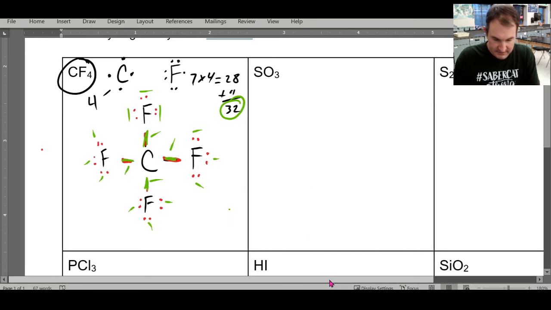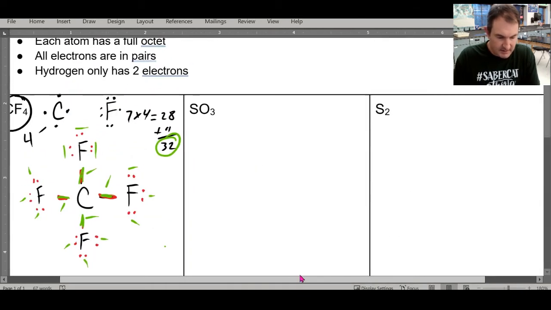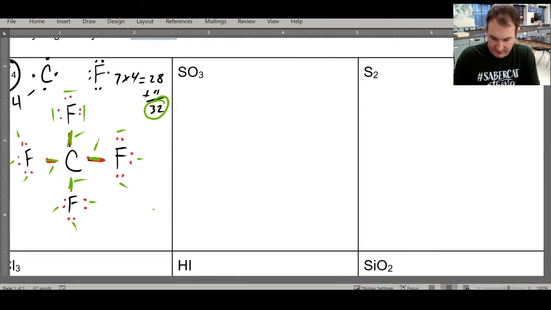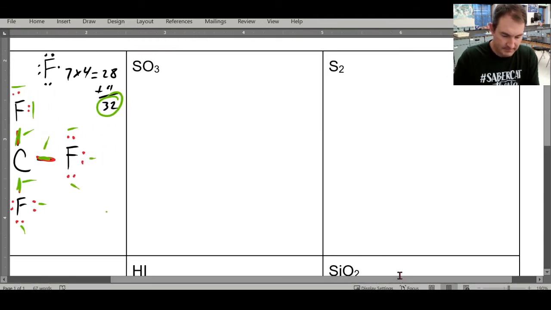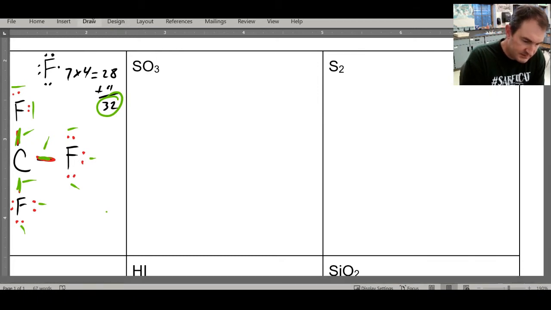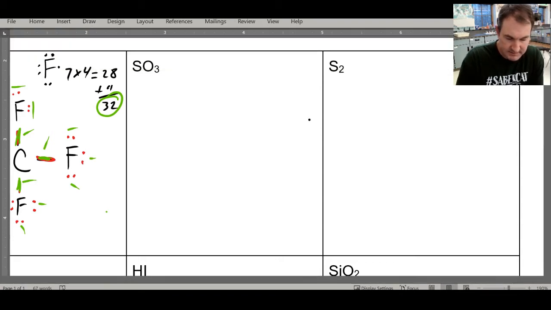All right. Okay, let's go on to another one here. I do have hydrogen, so that's good. All right, SO3, sulfur trioxide. We'll learn how to name some of these molecules eventually. Not quite yet. Okay, so again, first step, let's draw the atomic Lewis structures so we can figure out which one is going to be the central atom.